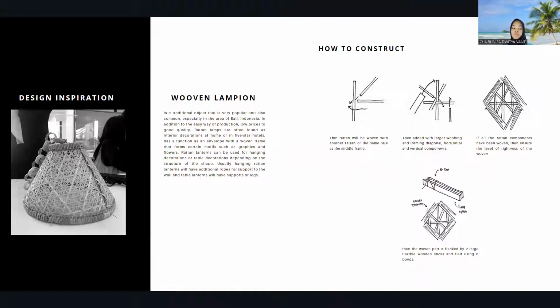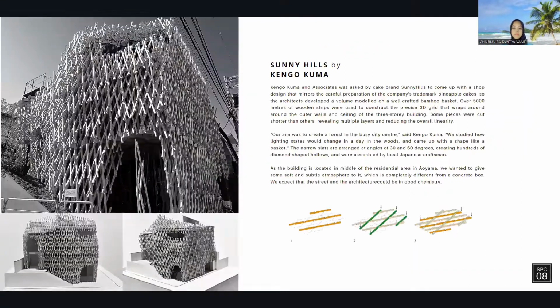Moving to how to construct this, the thin rattan will be woven with another rattan of the same size as the middle frame and then added with a larger webbing, forming diagonal, horizontal, and vertical components. If all the rattan components have been woven, then ensure the level of tightness of the weave. Then the woven part is flanked by two large flexible wooden sticks and tied up using an end knot.